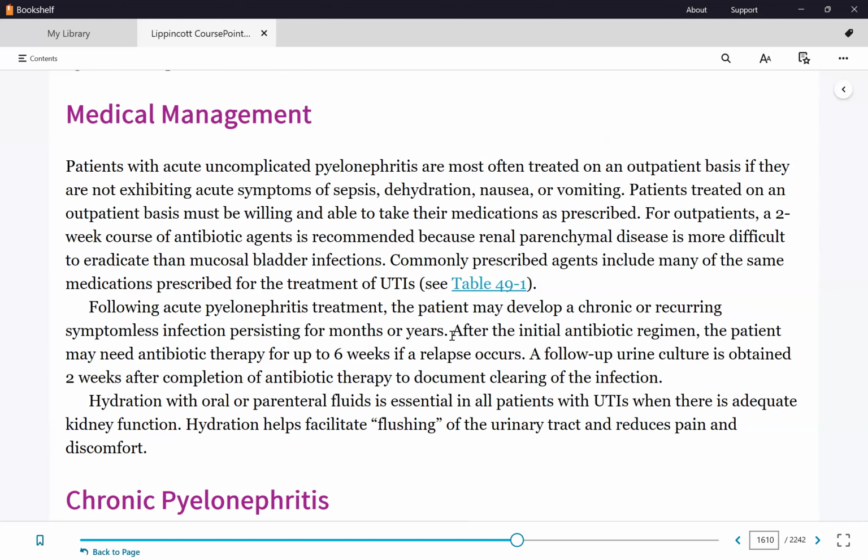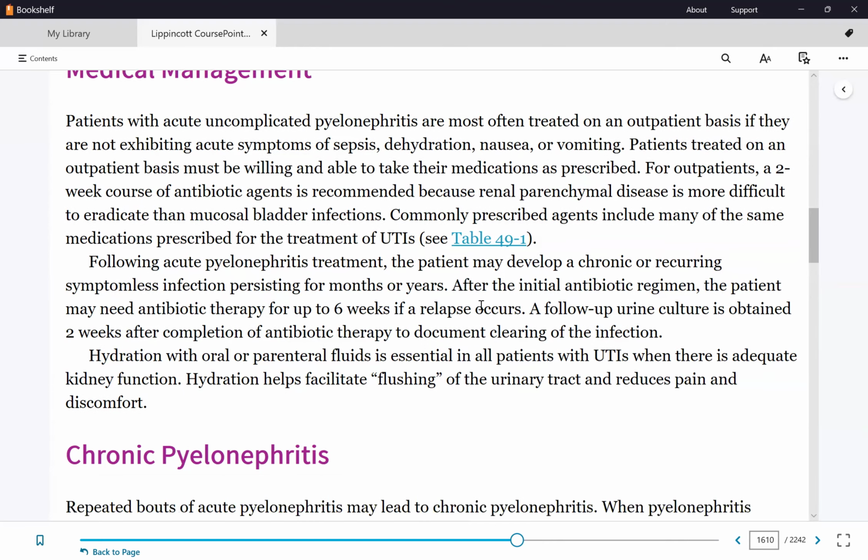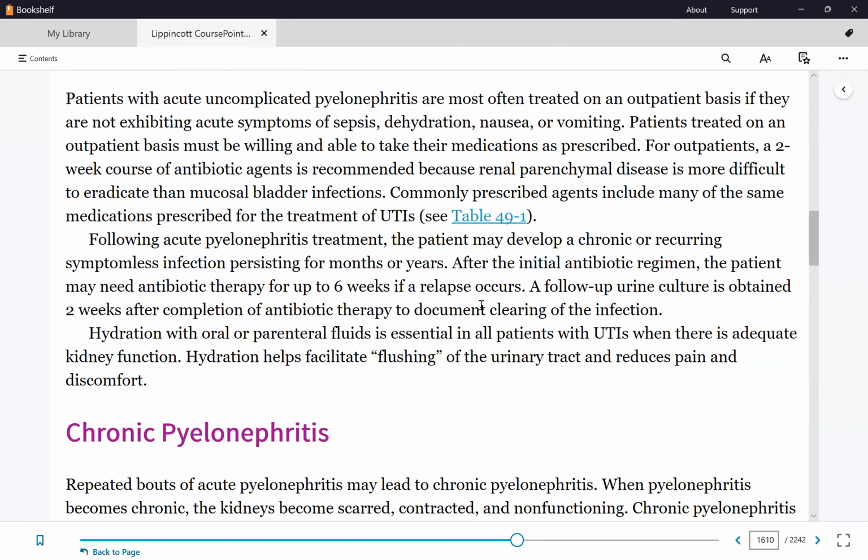Again, if they're not really septic, meaning there's no evidence that they have sepsis, they can be given one IV dose in the ER, then make sure they complete a 2-week course of antibiotics. Okay, so it says clearly there. But again, if the patient has severe symptoms, that could be longer. One thing, and it's specified here. Okay, right here.